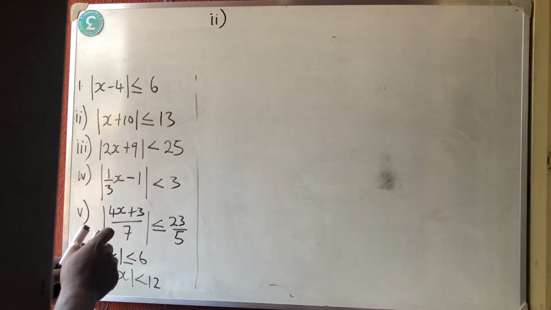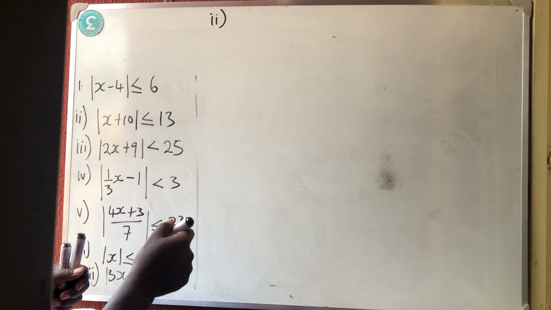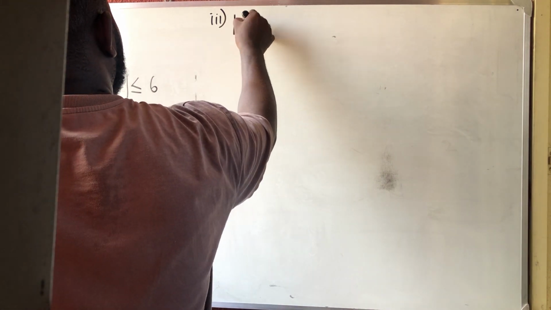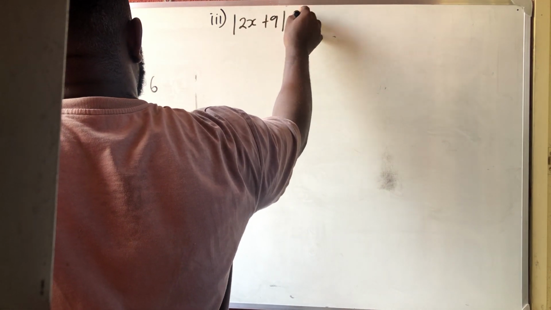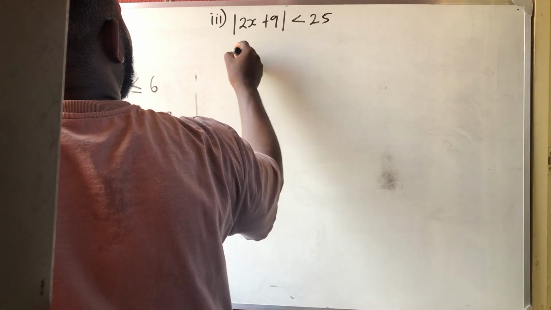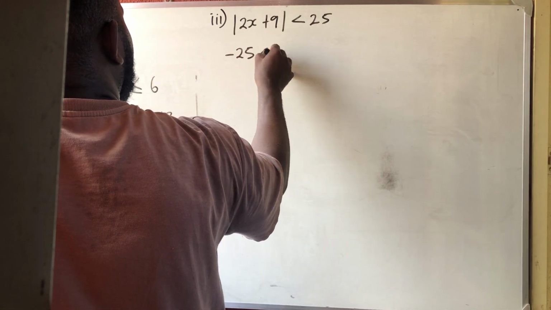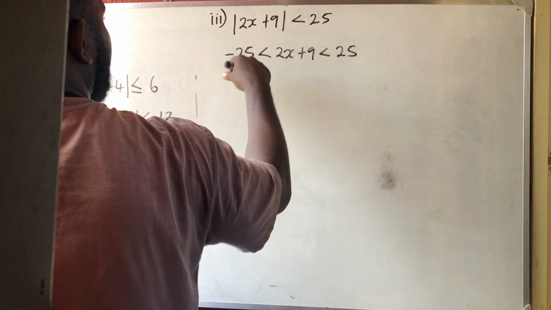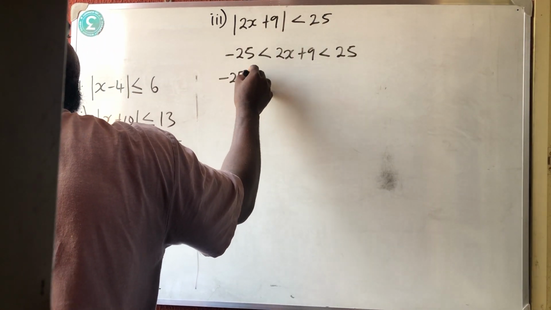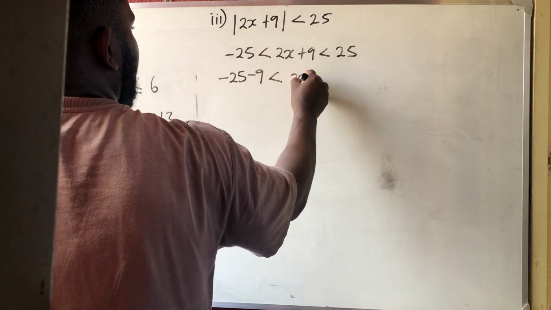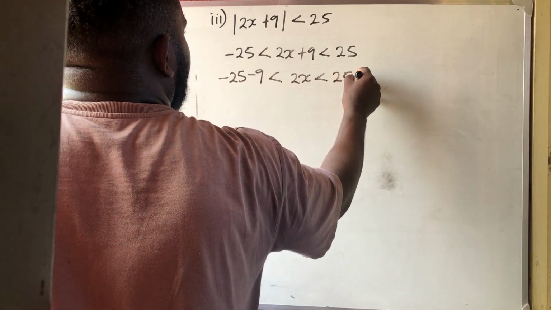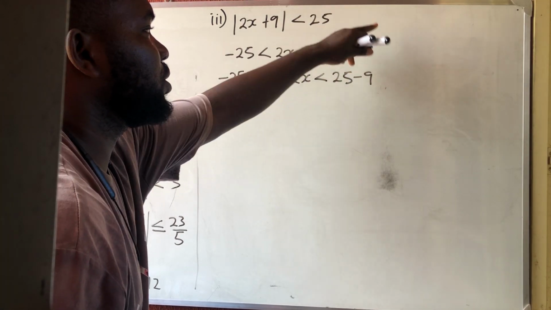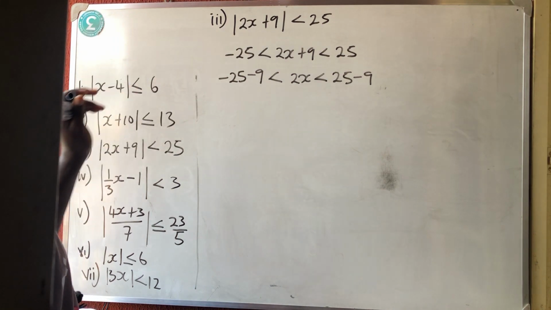Okay, so the next one. Now I'm having absolute value of 2x plus 9 is less than 25. So what do you have now? Minus 25 is less than 2x plus 9, which is less than 25. So minus 25 minus 9 is less than 2x, which is less than 25 minus 9. Take the plus 9 to this side to become minus 9, take it to the other side to become minus 9.